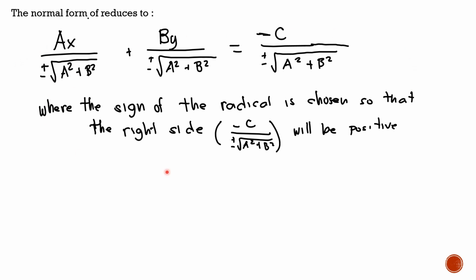Hindi ko na po pinakita yung derivation kasi medyo mahaba. We are just in the review. Anyway, this will be the form, the normal form. Ang importante lang daw dito, you choose the sign of the radicals na kailangan ito ay magpa-positive. You have to choose the value of the radicals so that the right side of the equation will be positive.